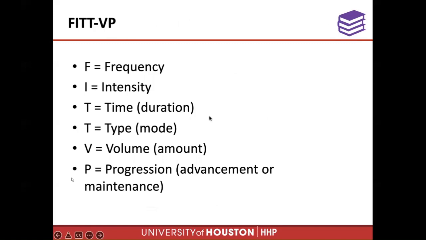FITT-VP is what ACSM uses to outline the training program. So it stands for frequency, intensity, time as in duration, type as in the mode of exercise, volume or the amount, and P for progression, advancement, or maintenance. You'll see older texts from ACSM and they'll refer to mode and duration, not time and type. So this is new. They like the little acronym, which is helpful.